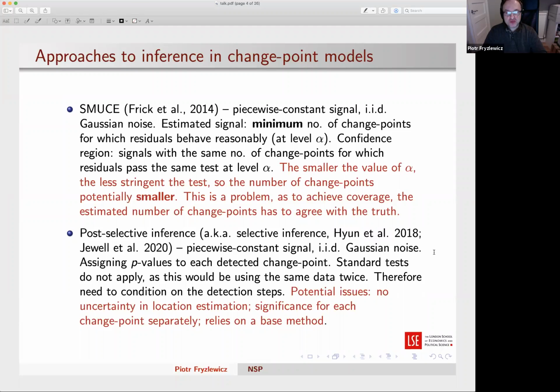What are potential issues with post-selection inference in change point problems? Well, it doesn't cover things like, for example, uncertainty in location estimation. Also, it talks about assigning significance for each change point separately, and also it relies on a base method. So if your base method for detecting change points is not very good, then it may not be very informative for you to have significant statements of this type from the superimposed post-selection inference method.